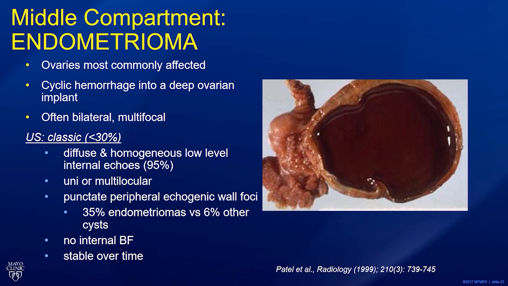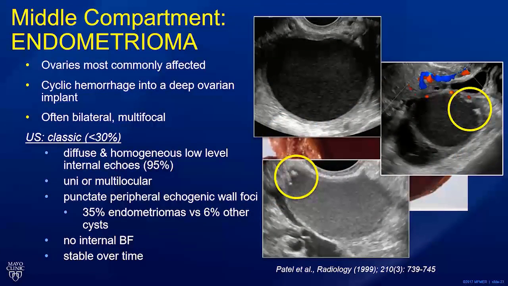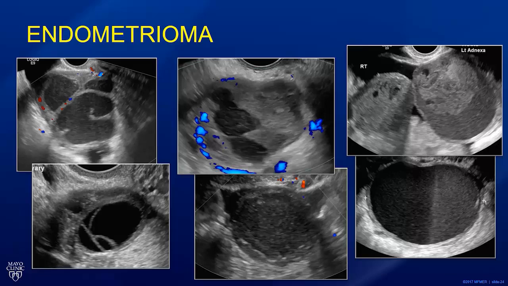So the classic ultrasound appearance is the diffuse low-level echoes. They can be uni or multilocular, and punctate peripheral echogenic wall foci have been seen in approximately 35% of cases. Now, endometriomas should never have internal blood flow, and they should be stable over time. Of course, if you see solid tissue components that have internal blood flow, you always want to be concerned that there may be a process of malignant degeneration occurring.